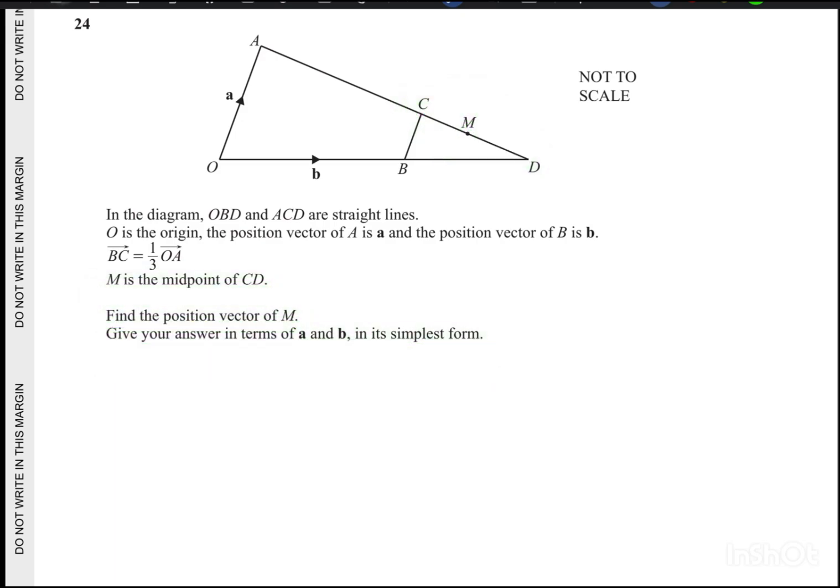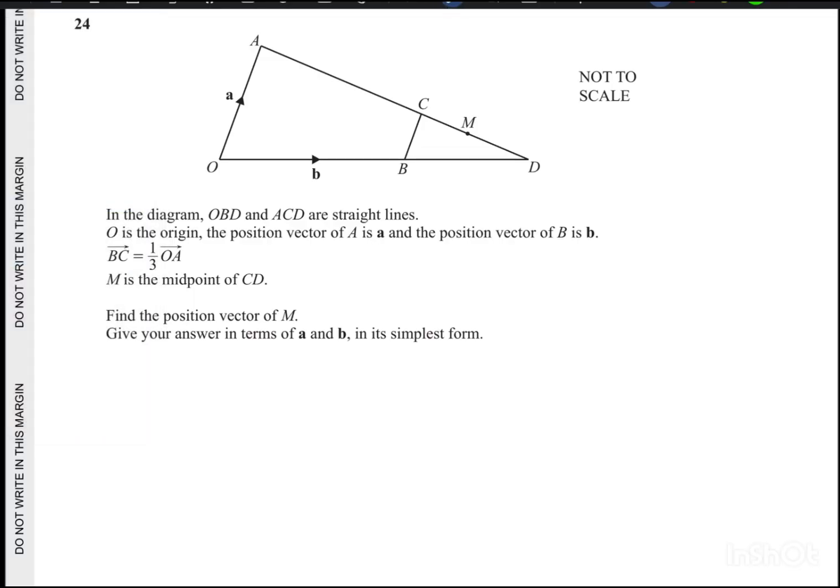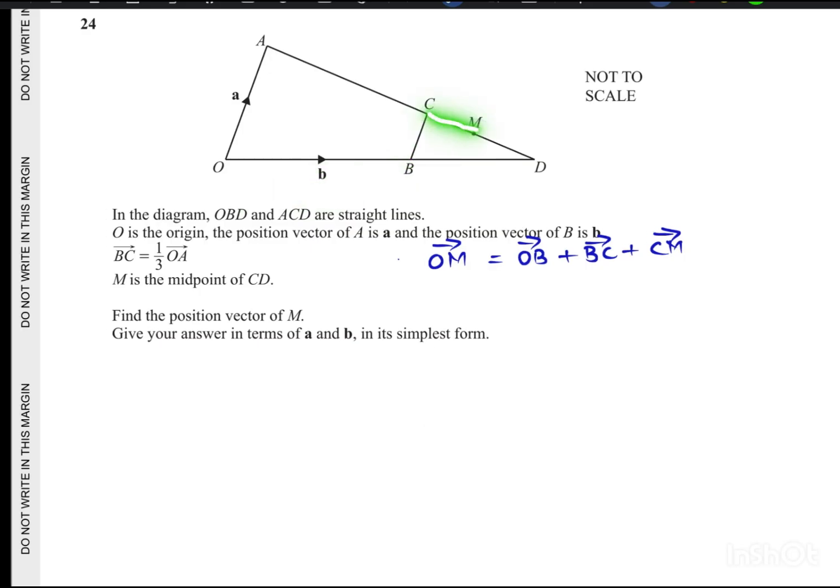So in this question, to find the position vector of M, we need to find the pathway from O to M. So it is OB plus BC plus CM. So write down that OM is equal to OB plus BC plus CM. Now here we know what OB is. OB is b, and BC we know, it is 1/3 of a, and CM we don't know, so we need to find out CM.